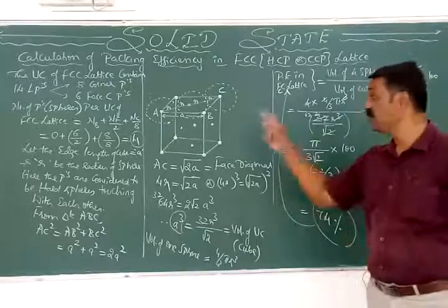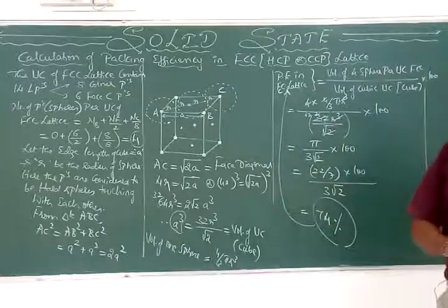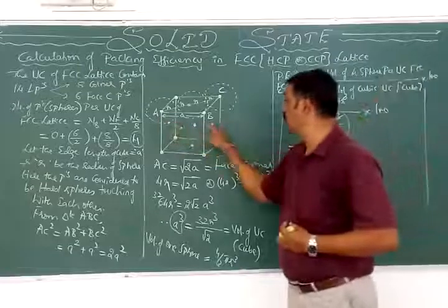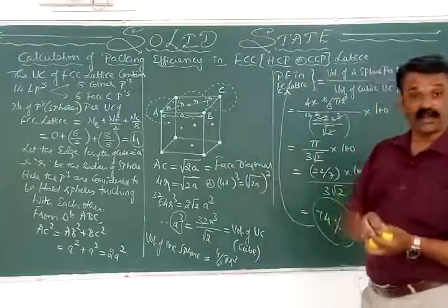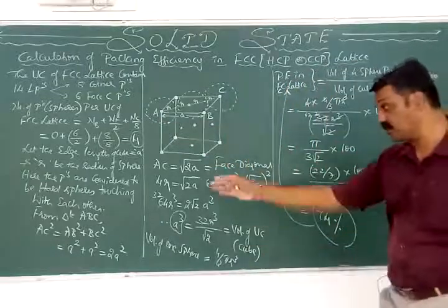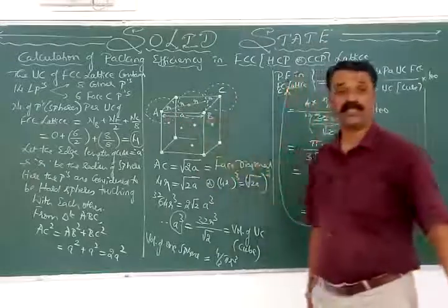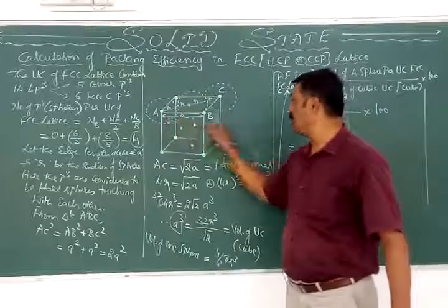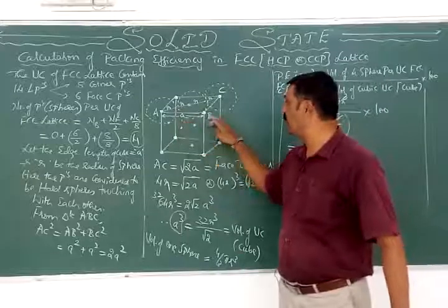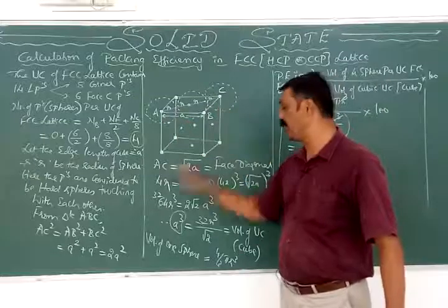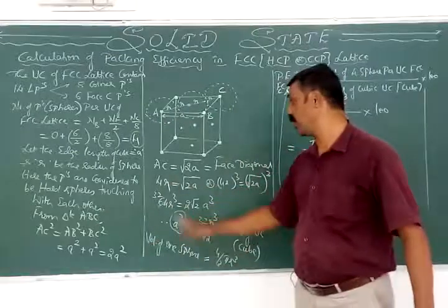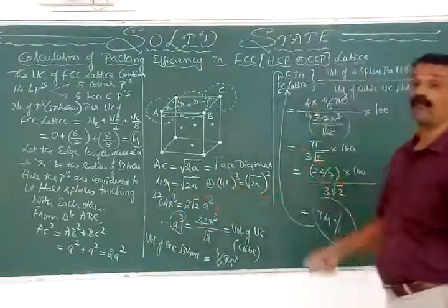On that basis, we consider one triangle. What is the triangle we have got here? ABC, which is a right angle triangle. According to the Pythagoras theorem, AC square is equal to AB square plus BC square. AB square means A square, and BC square is also A square. Therefore, it is equal to 2 into A square, or AC is root 2 into A.